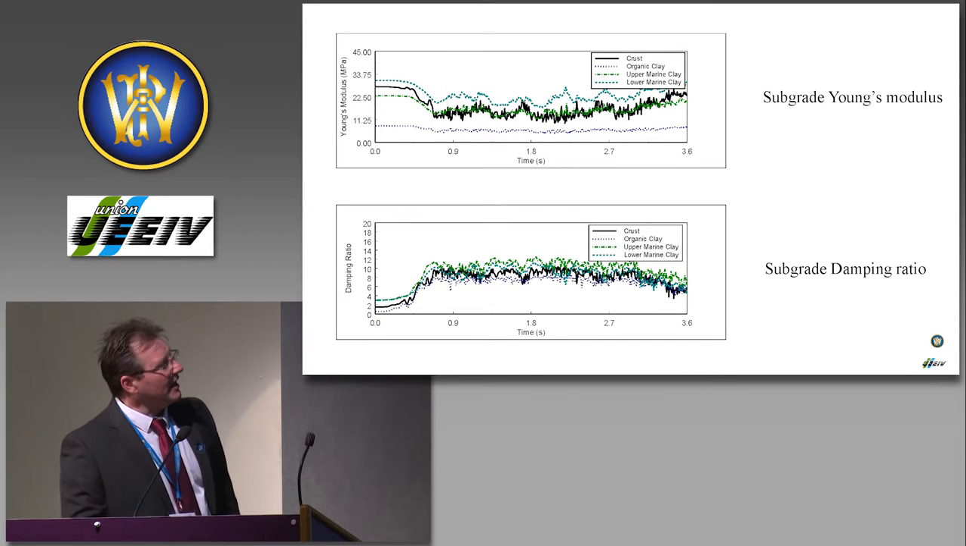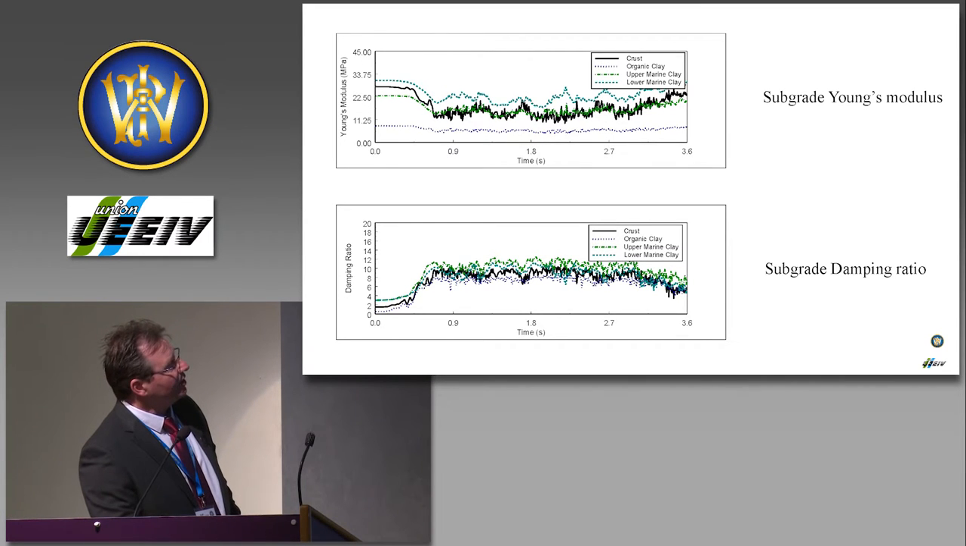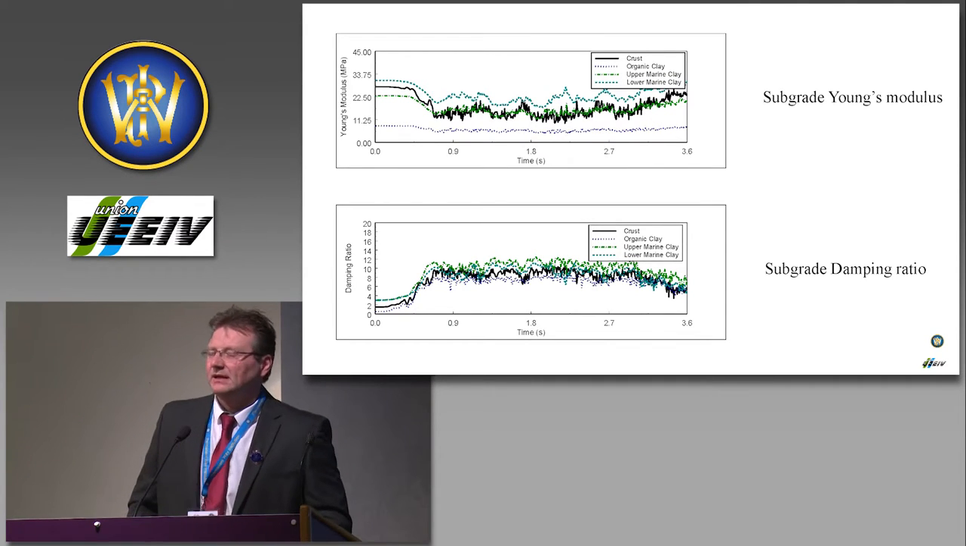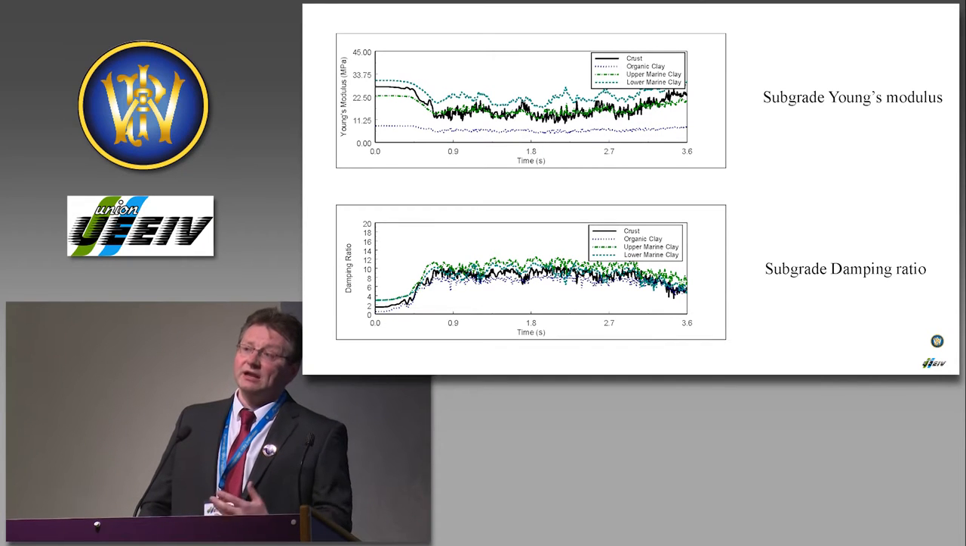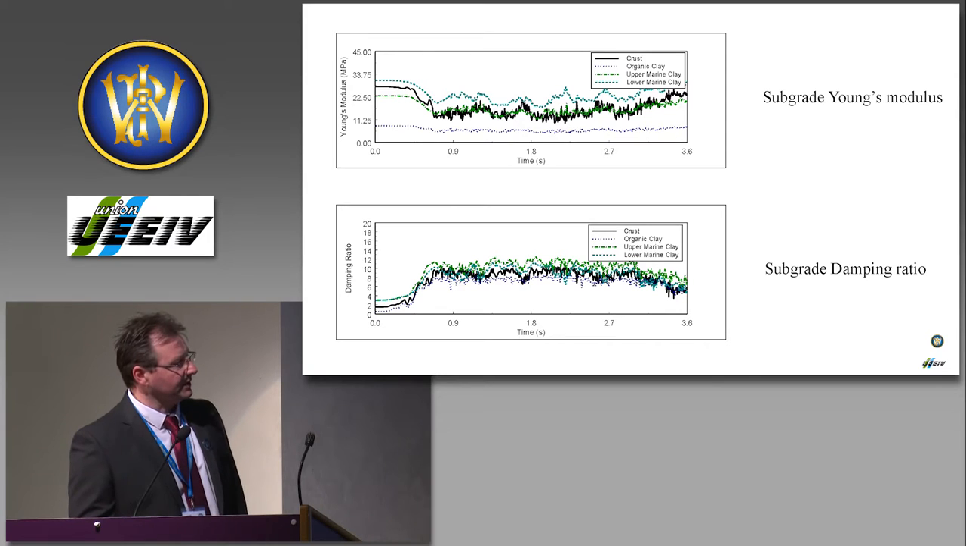The important thing here is I've now plotted Young's modulus against time for a specific point in the track structure, and we can see that the crust area here, for example, we can see that the stiffness is reducing by about 50% as you approach critical speed. Again, justifying the need to look at nonlinear models if you were looking at critical velocity. We can see damping levels increasing quite dramatically as well.